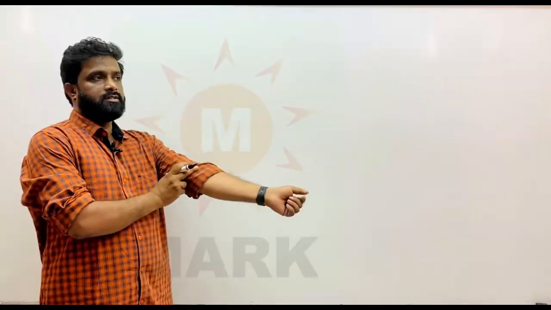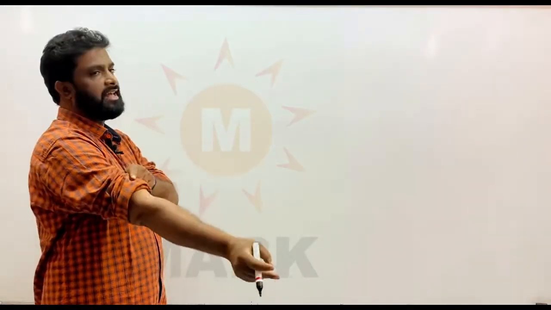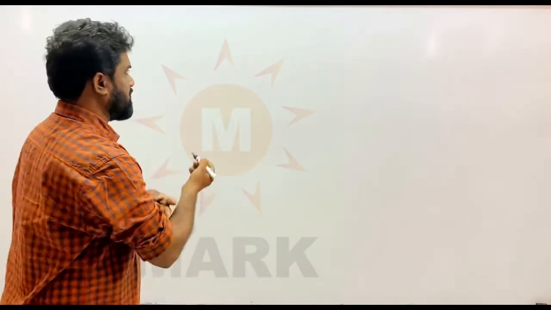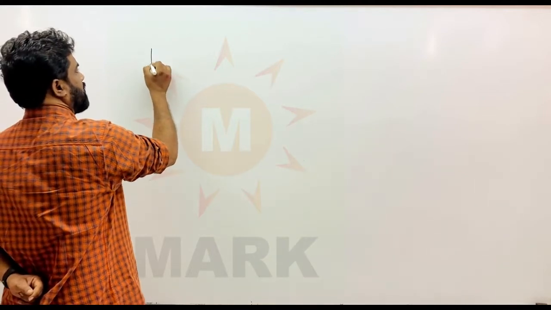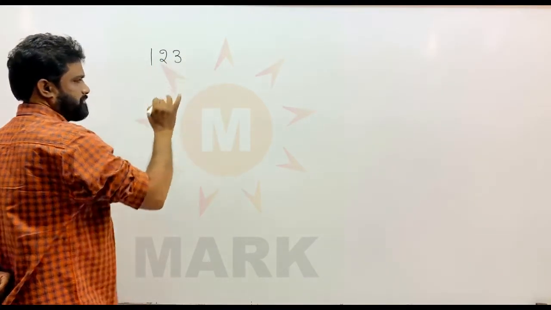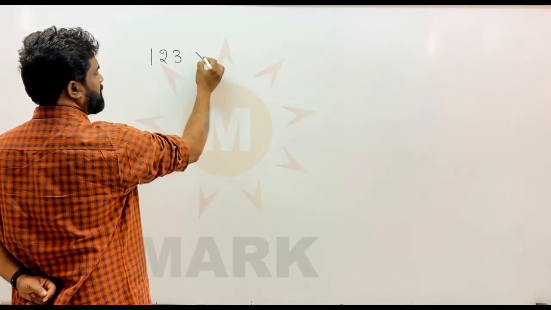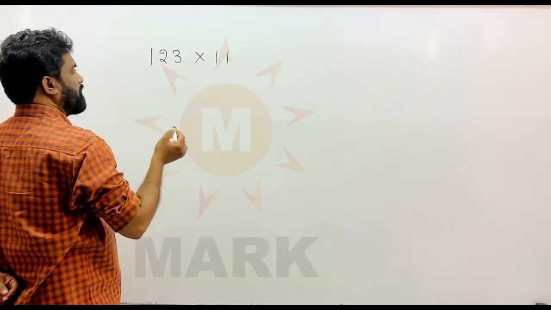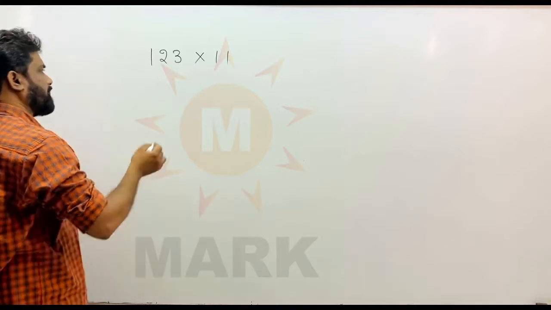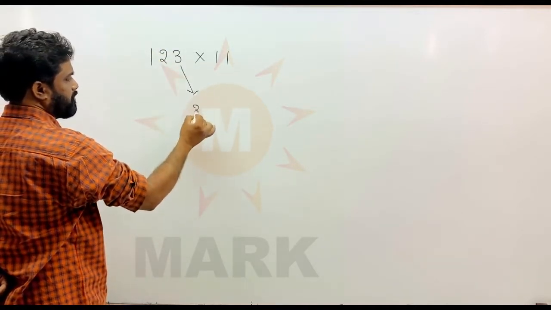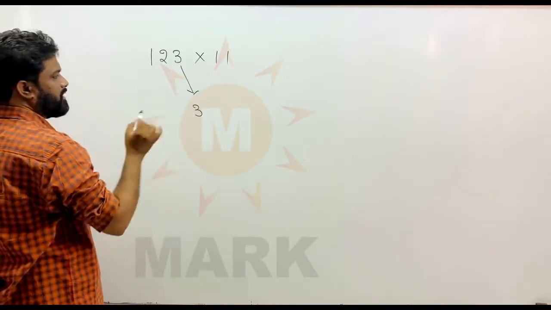I hope you understand. Friends, now we will see how to multiply any natural number with 11. Suppose I take a number 123, just as an example, and you need to multiply it with 11. The trick is something like this. Start from the units place. Write the units number as it is: 3 as 3 only.